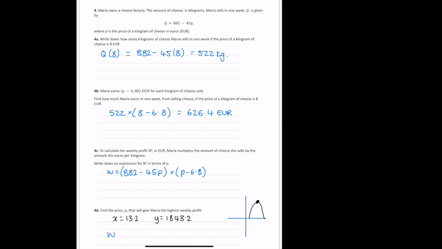So the W, the profit, and the profit value is that I make 1,843.20 euros. And you need to make sure that you've got 2 decimal places because it's money. And the X value is the price. So it's when the price of my cheese is 13.20. Again, 2 decimal places, euros. Okay, so it's where the profit is the maximum point. Okay, so when I sell my cheese at 13.20, then I make the biggest profit possible.